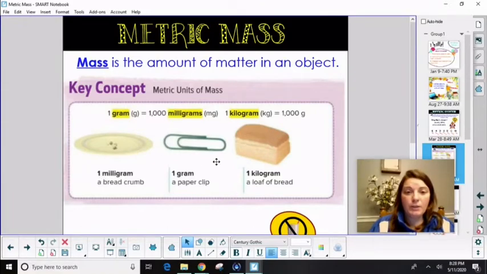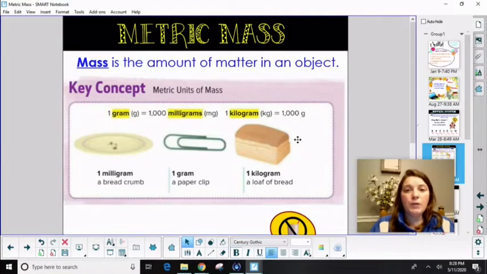Then we get up to our base unit, gram, which has the mass of a paperclip, and it's equal to 1,000 milligrams. So if I took 1,000 breadcrumbs, that would equal about the same mass as a gram, which is a paperclip. Now we're not talking length, we're talking mass, the amount of matter in that object.